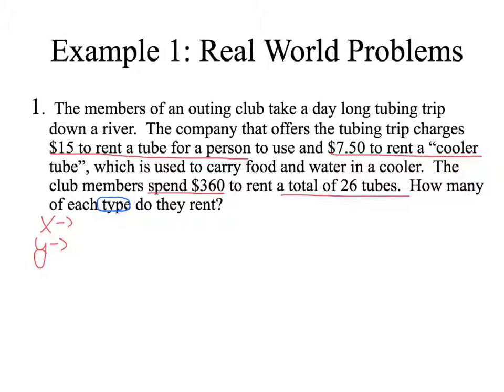Well, we have 2 types. We have the person tube and we have the cooler tube. And again, it doesn't matter which one's which, just pick one for x and one for y. Total of 26 tubes. So many people tubes plus so many cooler tubes needs to give me my total of 26.